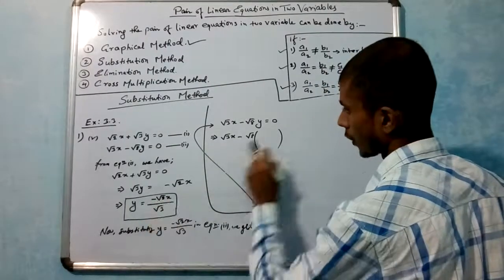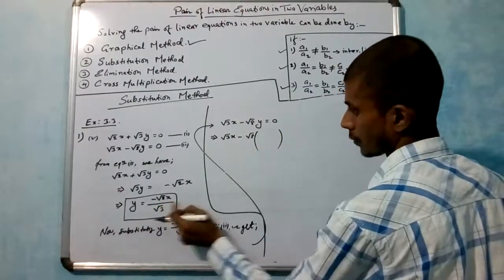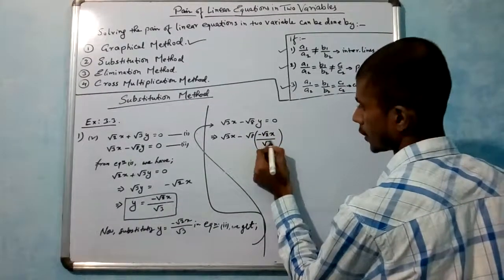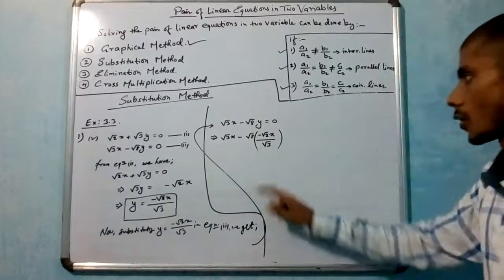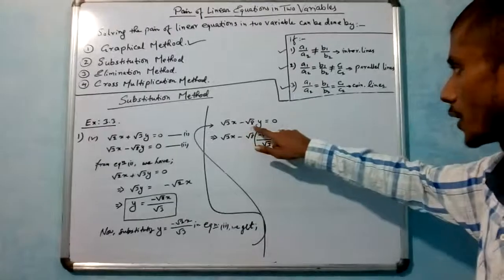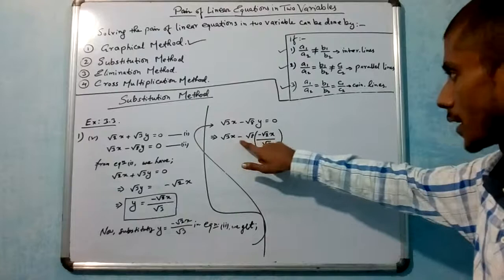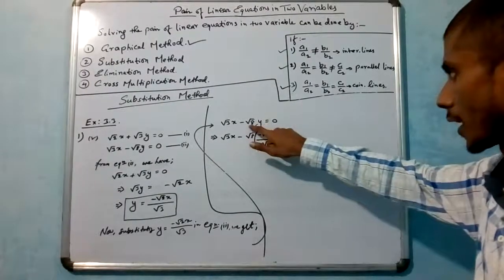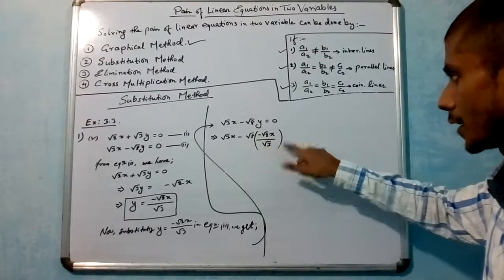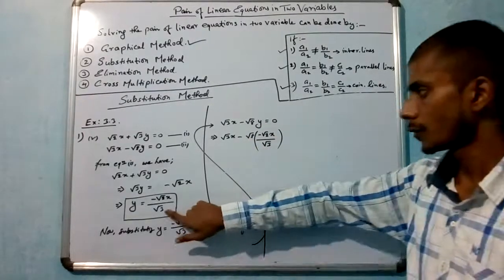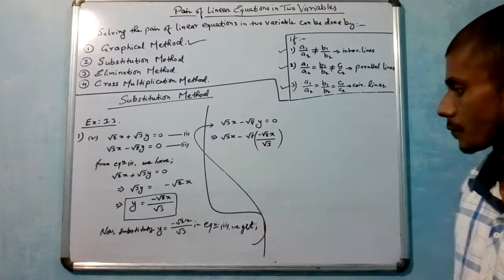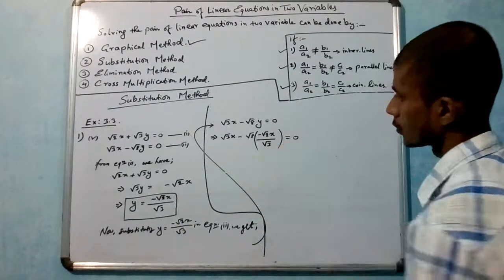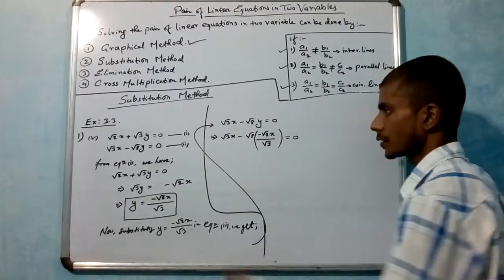Now what is inside for y? Minus root 2x by root 3. So root 3x minus root 8y becomes root 3x as it is, minus root 8 in place of y. Since root 8 and y are in multiplication, root 8 times the bracket with the value of y from here, is equal to 0. Correct?